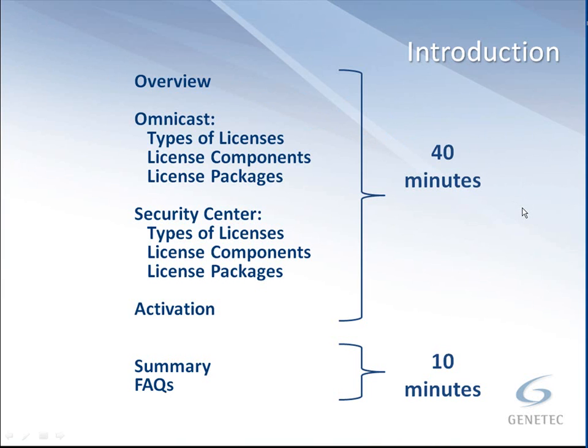So we're going to start with a quick overview of how licenses are used in a Genetec system. From there we'll take a look at the different kinds of licenses. Then we'll see what all those license components really mean. And after that we'll take a quick look at what is included in the various base packages. We'll cover that for Omnicast first, and then we'll take a look at Security Center with Synergis and AutoVu.